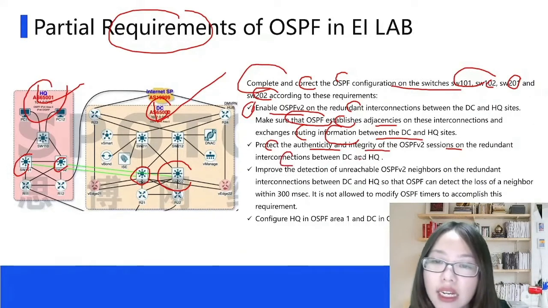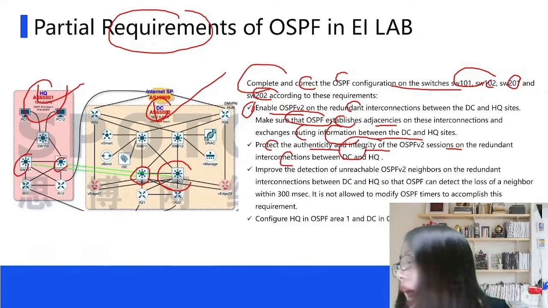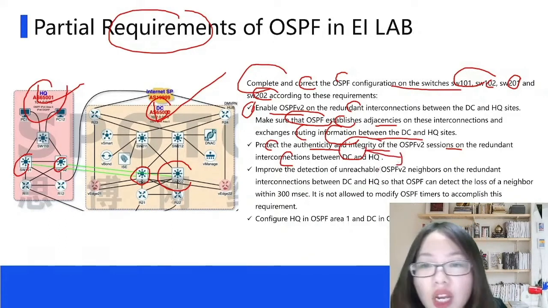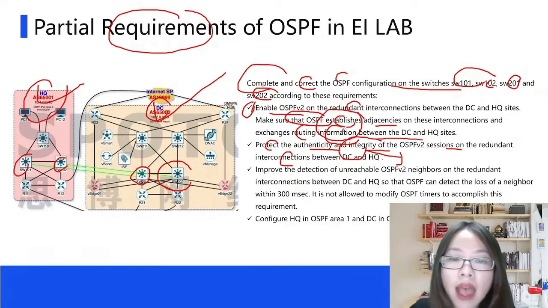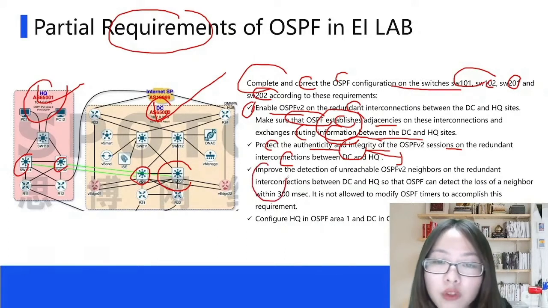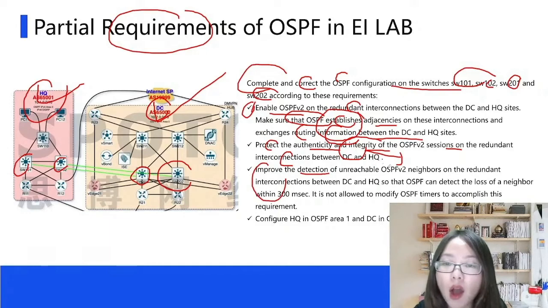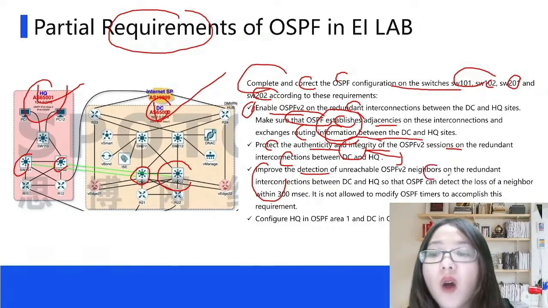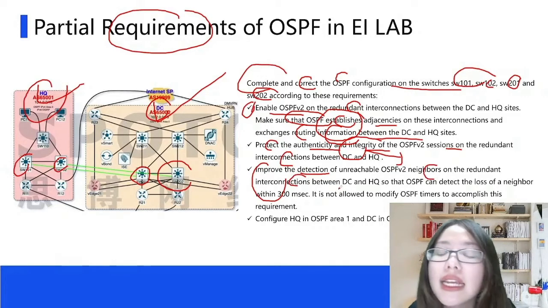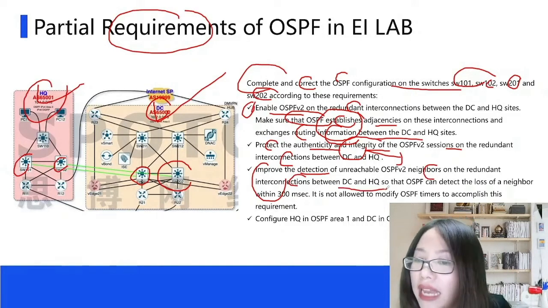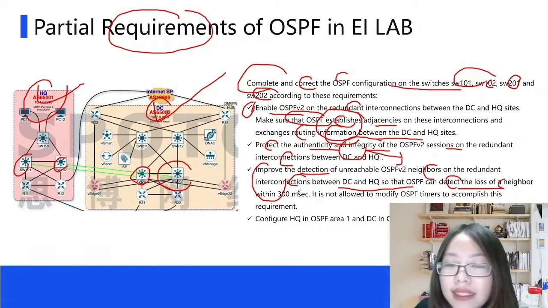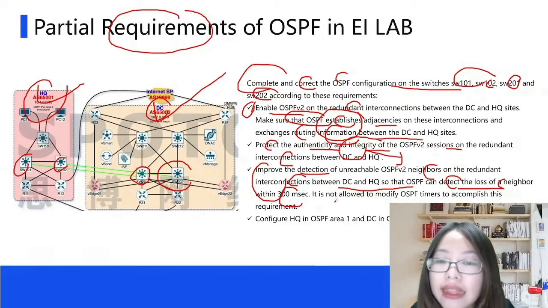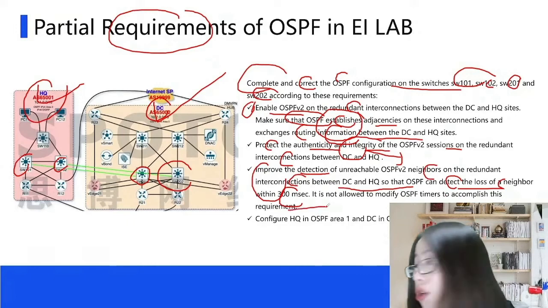Second, you must protect the authenticity and integrity of the OSPF v2 session on the redundant interconnection between HQ and DC. This part requires us to configure authentication and establish the OSPF neighbor. Third is about improving the detection of unreachable OSPF v2 neighbors on the redundant interconnection between DC and HQ, so that OSPF can detect the loss of a neighbor within 300 milliseconds. It is not allowed to modify the OSPF timers to accomplish this requirement.